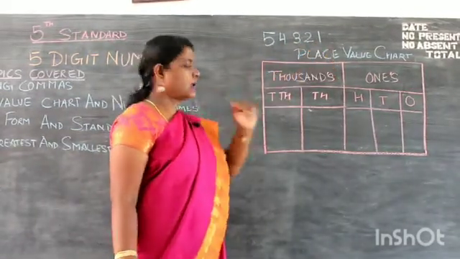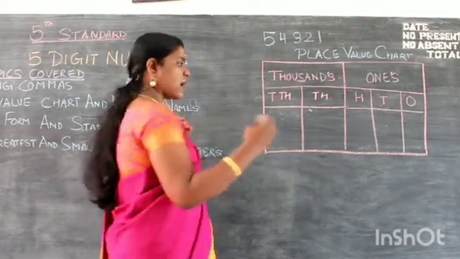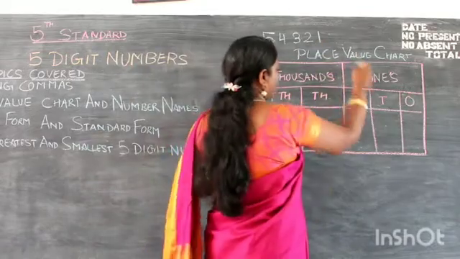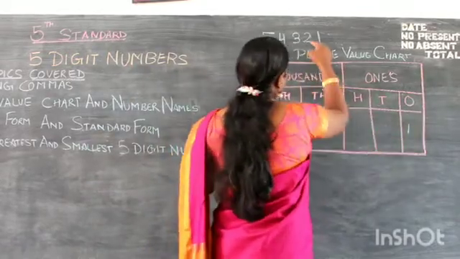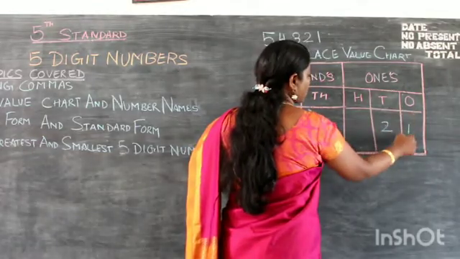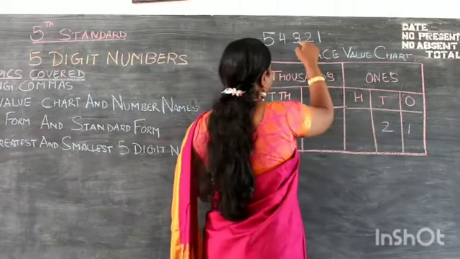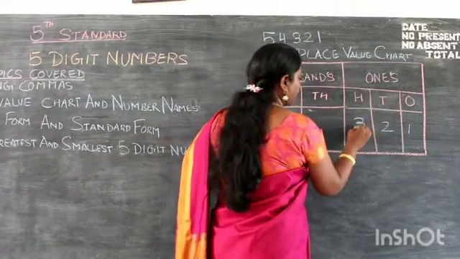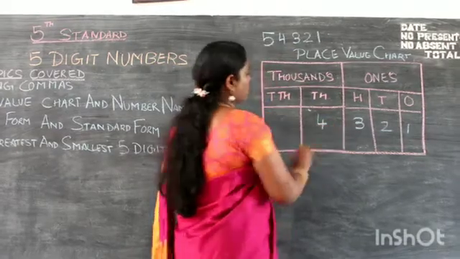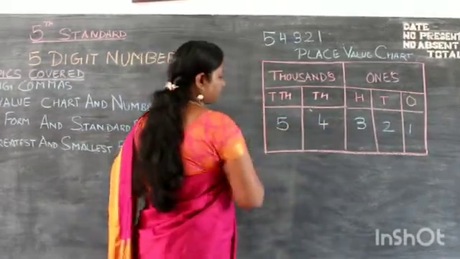Okay students, now the number we have here is 54,321. Okay, how are we going to write this in your place value chart? So you're going to start from the right side. First you're going to write the 1 here, the second number here. So 1 is in your ones column, 2 is in your tens column, and 3 is in your hundreds column, 4 is in your thousands column, and 5 is in your 10,000 column.